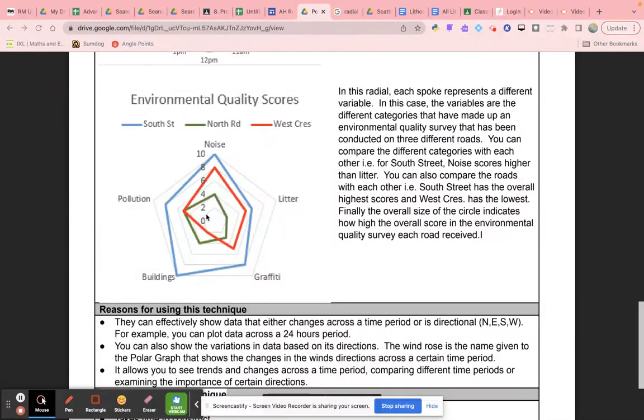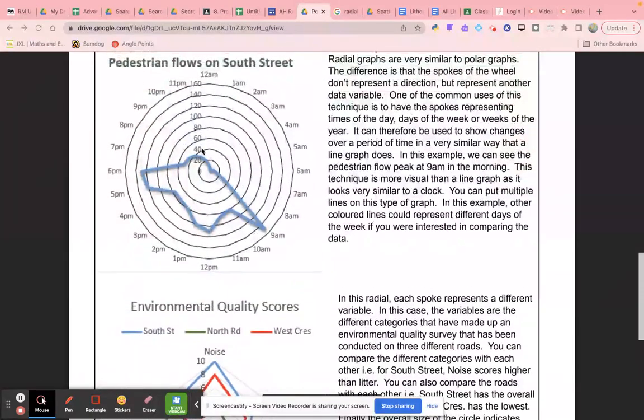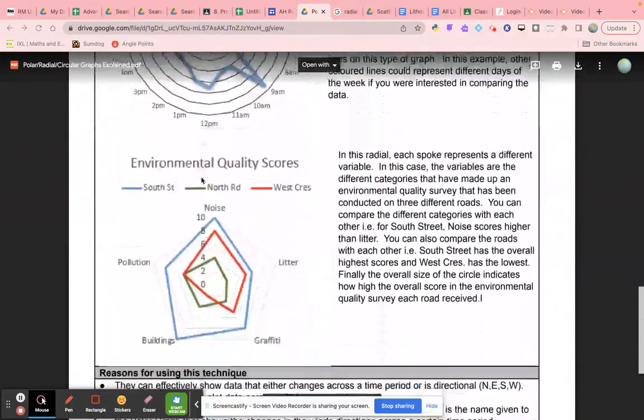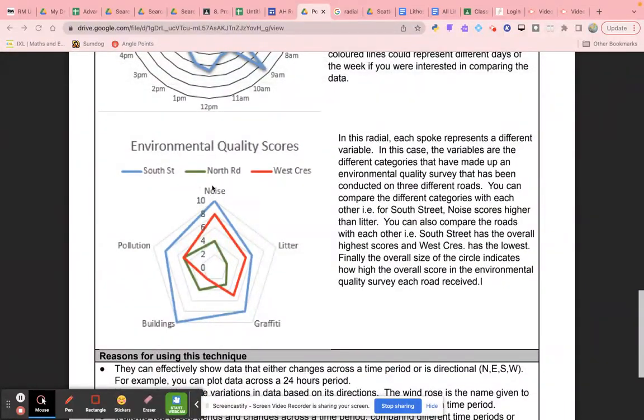However, this is slightly different. Unlike the other two, each of the spokes isn't a time, or in this case, a direction on the compass. Each spoke represents an environmental quality factor. So we've got 5 factors we're mapping here, and each of them could have a potential score between 0 and 10. And we can, for example, see that South Street is scoring very high in all of the categories, compared to North Street, which is scoring very low, but not in all categories. So by putting multiple lines, we can compare again. However, once you start adding more lines, it can become a little bit confusing, especially to somebody who's not familiar with it.